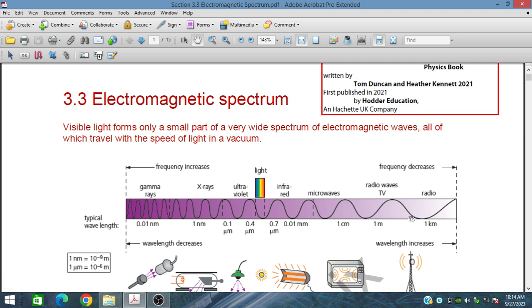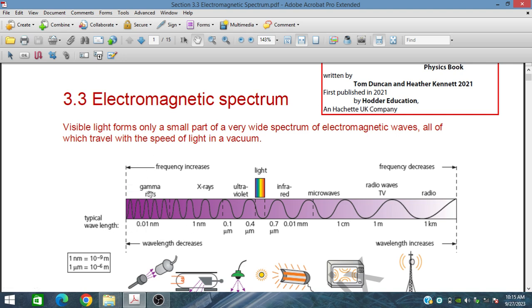Here we see that the electromagnetic wavelength is increasing. Here we have the shortest wavelength, and here we have the longest wavelength. As the wavelength increases, the frequency increases on the opposite side. So this is the least frequency and highest wavelength, and here we have the least wavelength and highest frequency.